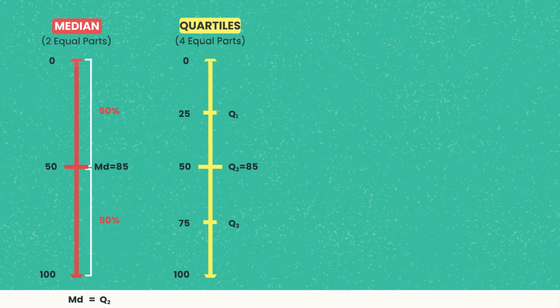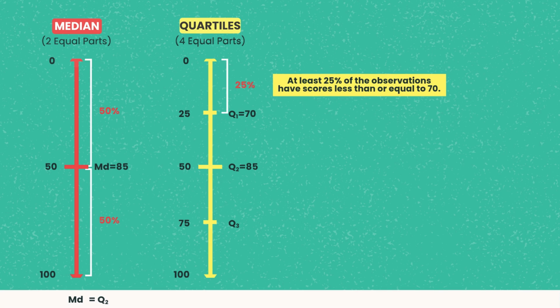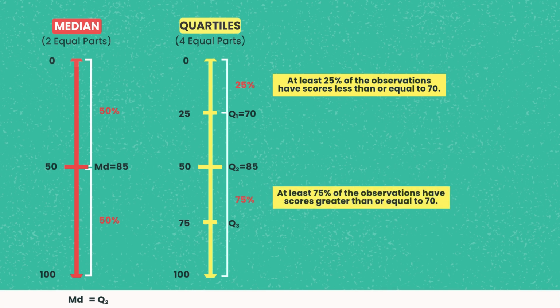Suppose that we compute for the first quartile and get a value of 70. How do we interpret this? We say that at least 25% of the observations have scores less than or equal to 70. Or we can interpret the complement and say that at least 75% of the observations have scores greater than or equal to 70.